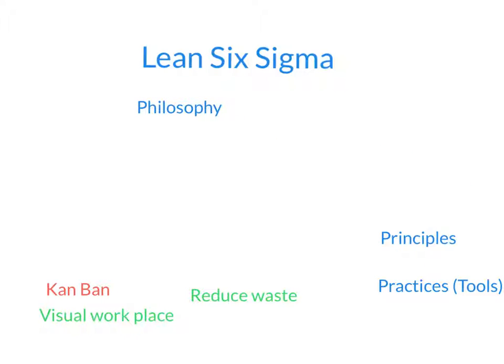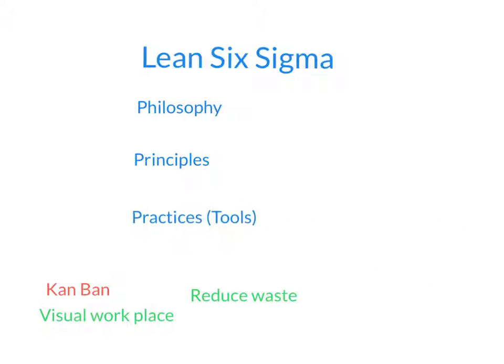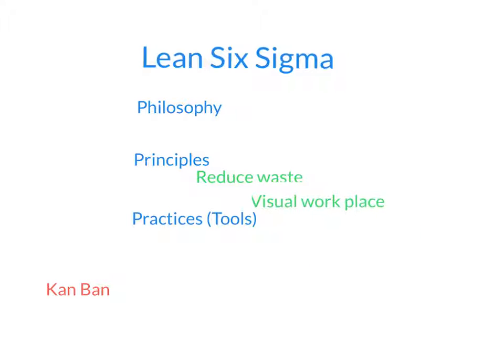The philosophy, a couple of the principles maybe, and of course the tool, which is Kanban. One of the major principles of Lean Six Sigma is to reduce waste, all waste. Another key principle is to make the workplace visual. Part of that is using the tool known as Kanban, which simply means card signal. It's been used for inventory control, but also for workflow uses.